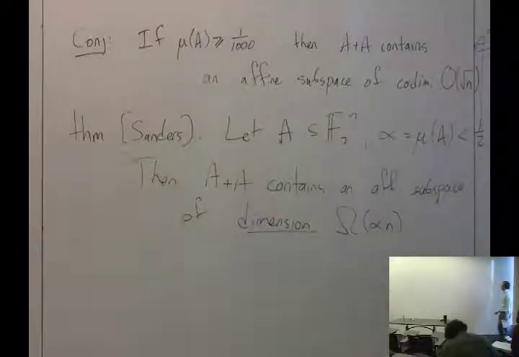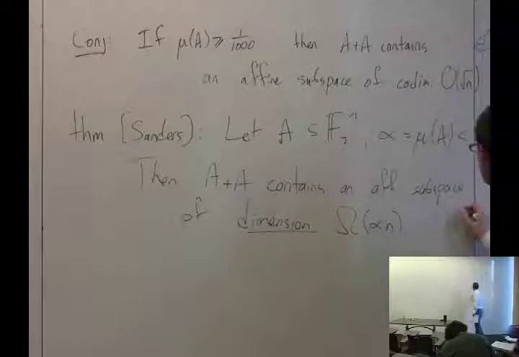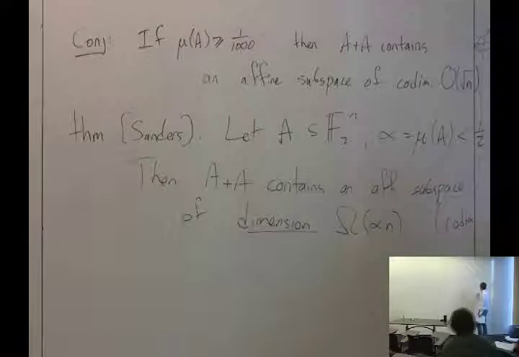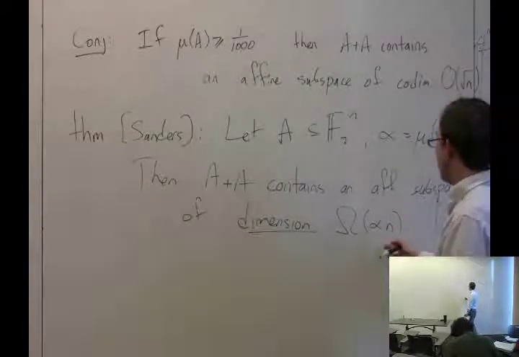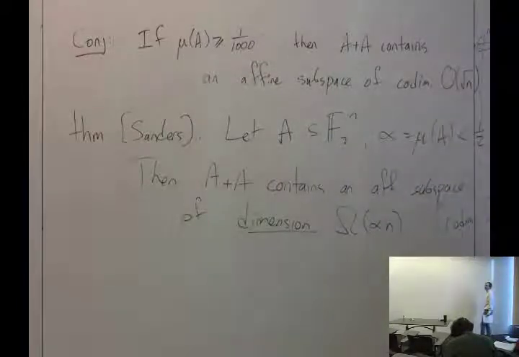So it's quite bad compared to this. Its codimension is like 1 minus theta of alpha n. So this conjecture is that you contain a subspace whose dimension is like n minus something little of n. And this is only giving you a small fraction of n in dimension. So it's quite far off from the truth. Well, okay, it's quite far off from the conjecture.